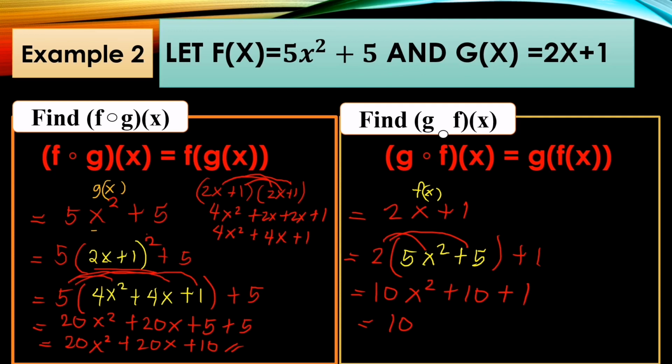So 10x squared plus 10 plus 1 is 11. That will be the final answer.